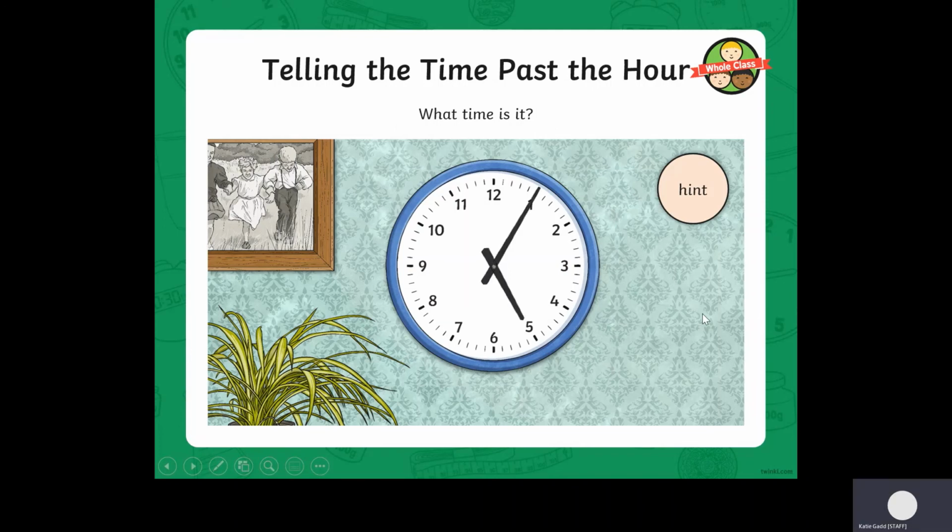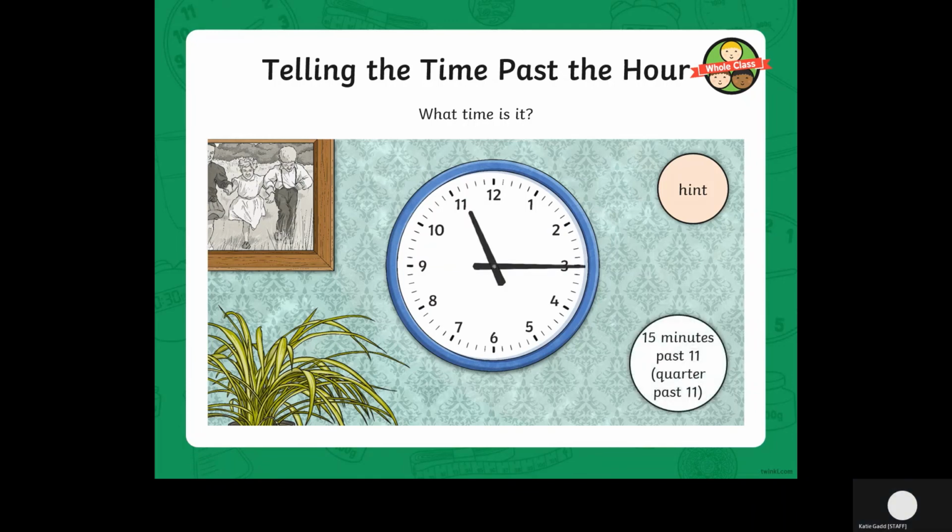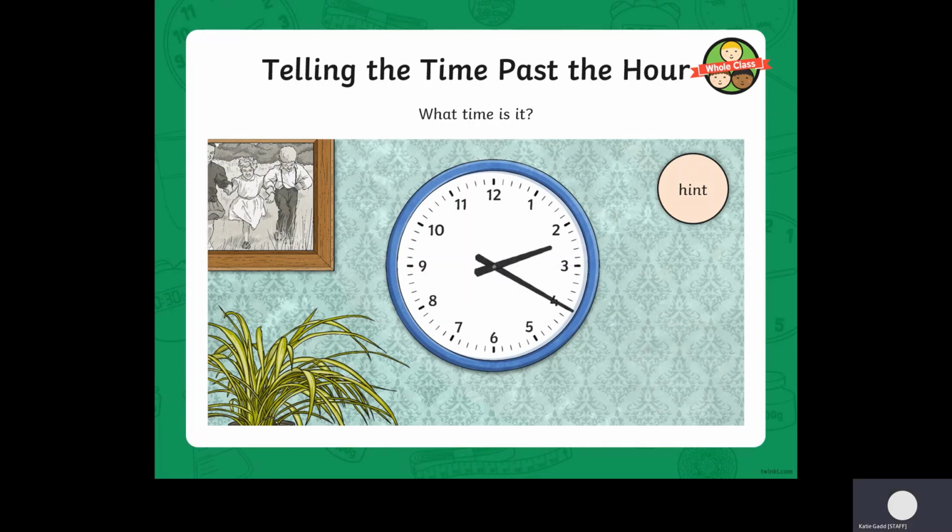Okay, can you tell me what time it is? It's 5 past 5. Can you tell me what time it is? It's 10 past 9. Can you tell me what time it is? It's 15 minutes past 11, but we would call that 11:15. What time is it? 20 past 2. What time is it? It's 25 past 12. What time is it? 30 minutes past 9, but we would say 9:30.